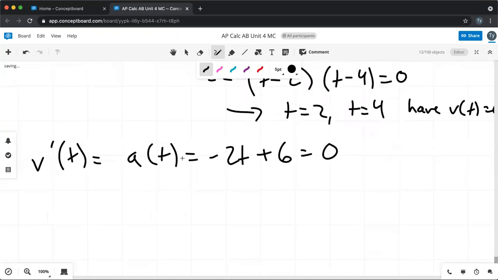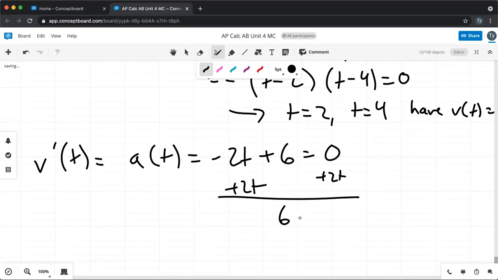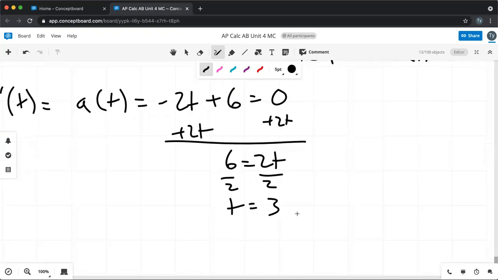Okay, we need to do the same thing for acceleration, find when it's equal to 0. If I add 2t to both sides, I get 6 equals 2t, and then if I divide both sides by 2, I get t equals 3. So at t equals 3, a of t is 0.